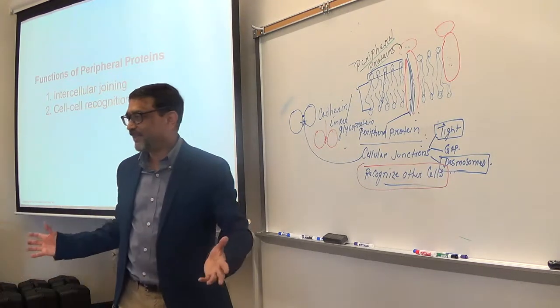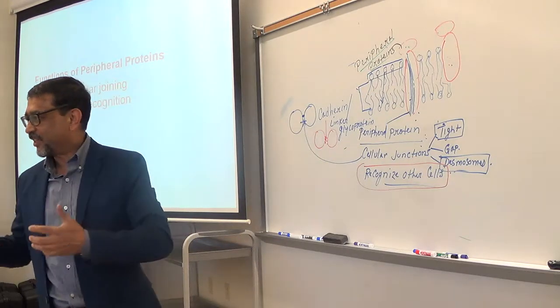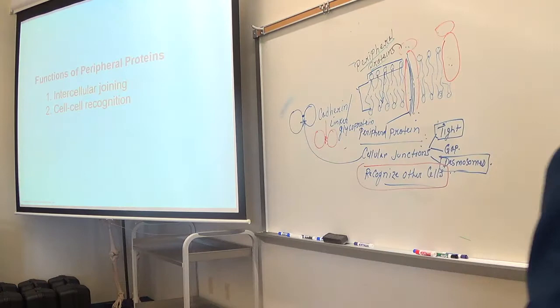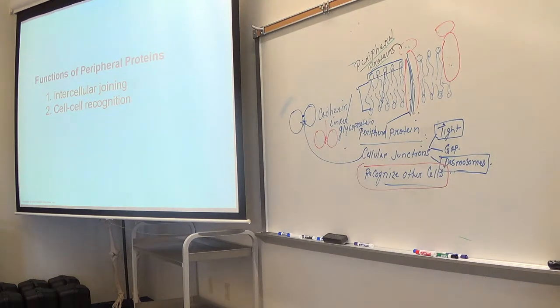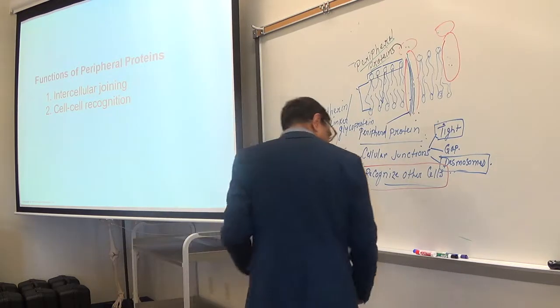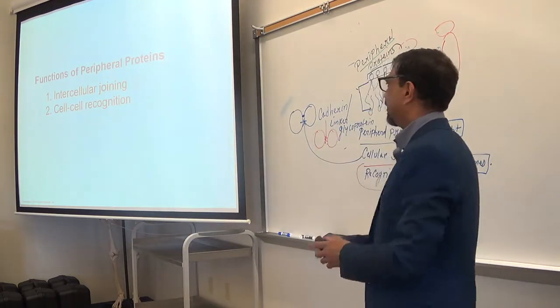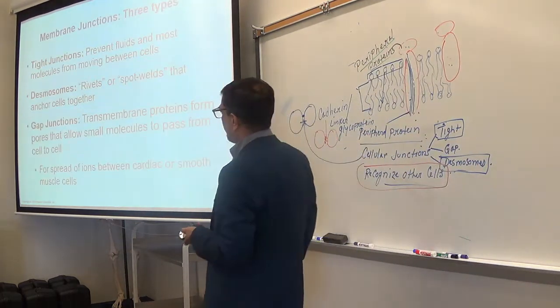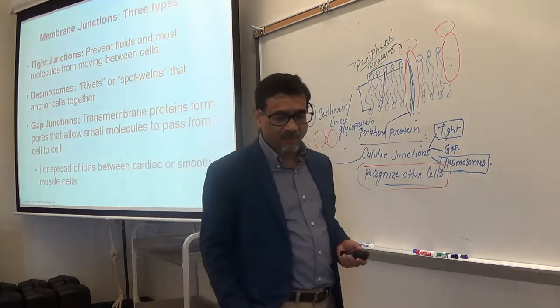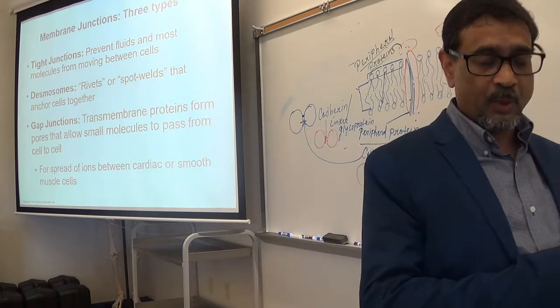That's a big deal, right? You know that. Transplantation of tissue or organ, rejection, that's a big problem. So the peripheral proteins can recognize the other cells, adjacent cells. That is the cell-to-cell recognition. So here you just now understood three types of cellular junctions.